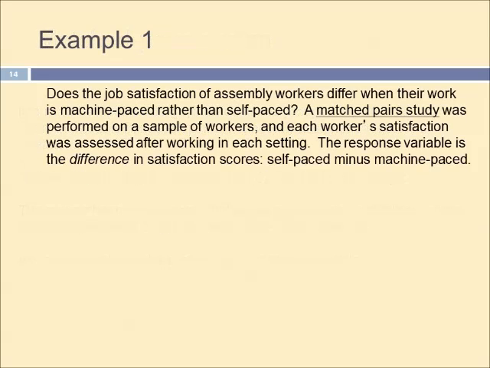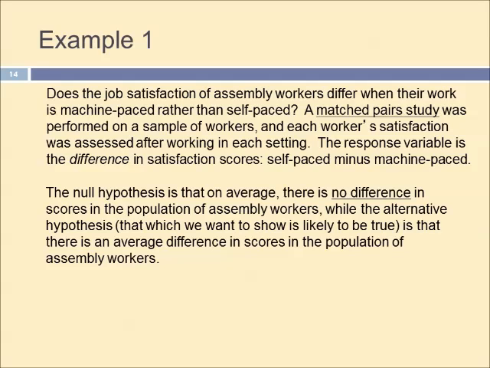So here's an example. Does the job satisfaction of assembly workers differ when their work is machine-paced rather than self-paced? A matched pairs study was performed on a sample of workers, and each worker's satisfaction was assessed after working in each setting. The response variable is the difference in satisfaction scores, self-paced minus machine-paced. So the null hypothesis is that on average there is no difference in the scores in the population of assembly workers, while the alternative hypothesis is that there is an average difference in scores in the population of assembly workers.